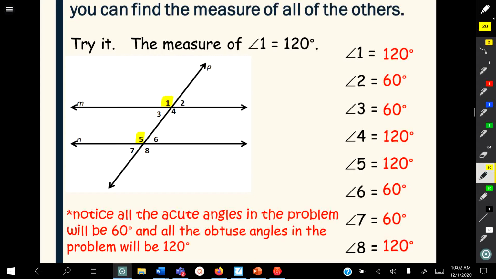Typically when this is taught, you're taught to remember when it's a corresponding angle, then the angles are going to be congruent or equal measure. When it's a same-sided interior angle, they're going to add up to equal 180. But what I want to do for you to make it real easy is just have you understand the difference between an acute and an obtuse. Okay? And let me show you that.